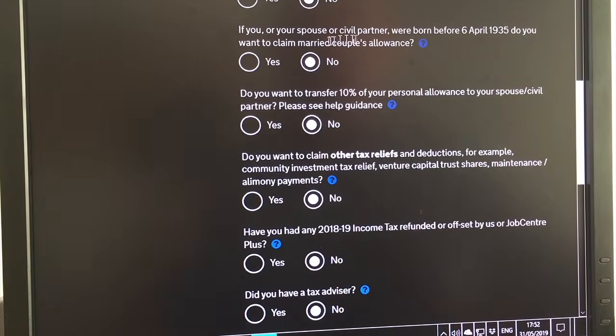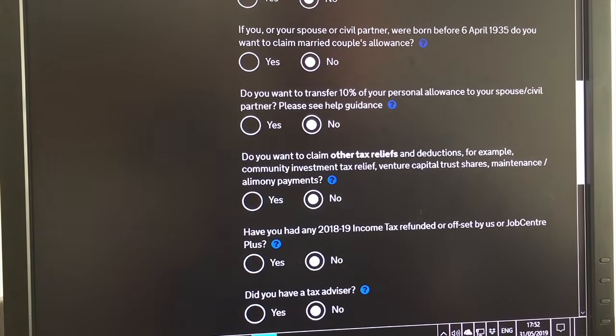If you or your spouse or civil partner were born, that's if you're older, I'm talking about sort of 70s and 80s, I think it's 1930. Well, here it is, 1935. There was something called a married couples allowance, not marriage allowance, married couples allowance, which doesn't apply to most people now, but that's what that is about.